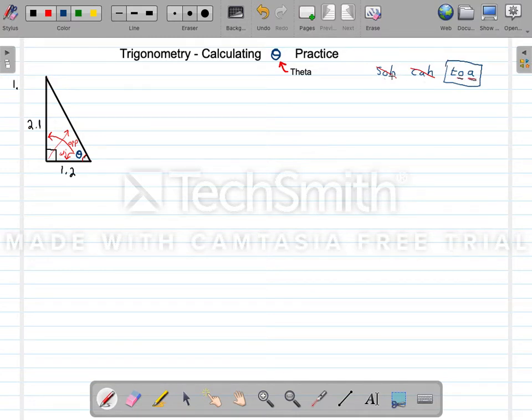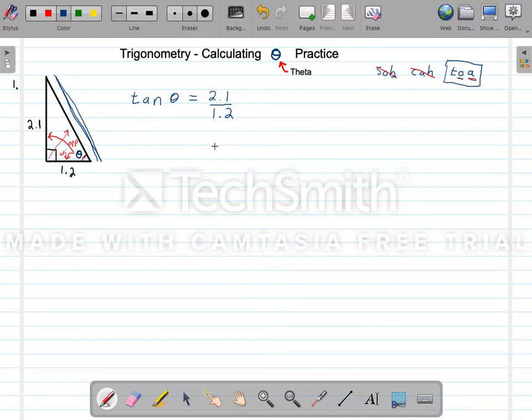The sine or the cos would each have needed the hypotenuse, but I don't know what the hypotenuse is. I could calculate it, since you could put in Pythagorean theorem and calculate it, but you don't need to. You can just use tan and use the two sides you're given. So let's do that. Tan of theta equals the ratio of the opposite side over the adjacent side. Here's my theta. The opposite side is 2.1, and the adjacent side is 1.2.